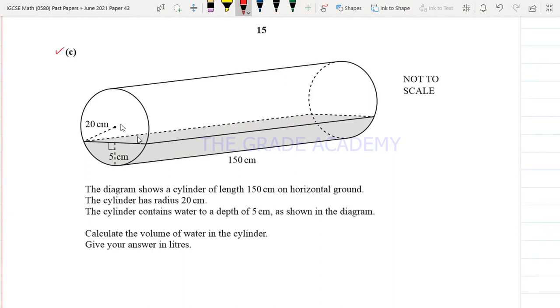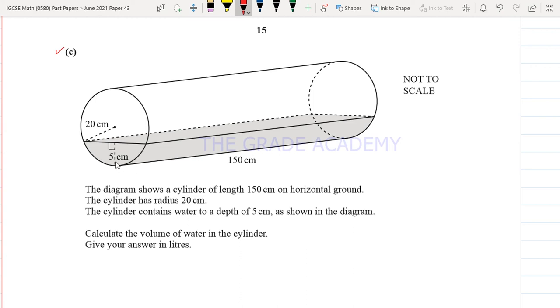Now we come to part C, which says that the diagram shows a cylinder of length 150 cm on horizontal ground. The cylinder has radius 20 cm. The cylinder contains water to a depth of 5 cm as shown in the diagram. Calculate the volume of the water in the cylinder. Give your answer in liters. So here we have to find the volume of this water, which is inside the cylinder.